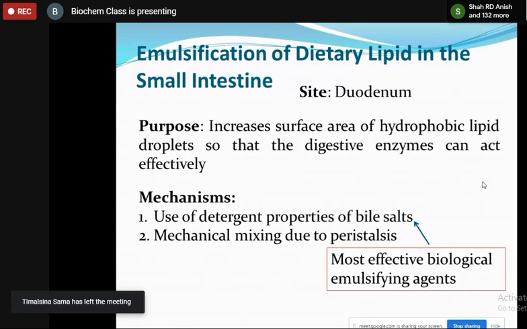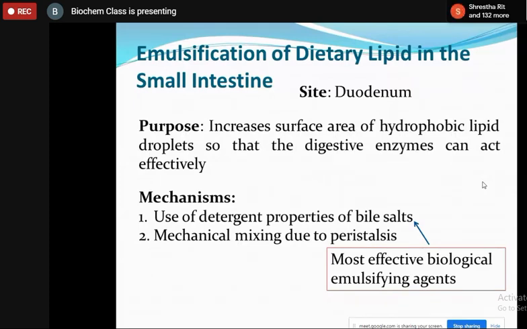So the purpose of this is to increase the surface area of hydrophobic lipid droplets so that the digestive enzymes can act effectively. The lipids are hydrophobic in nature and they are poorly soluble in the environment of the gastrointestinal tract. The digestive enzyme is also water soluble and can act only on the surface of the fat globules. So when you consume the fat in the diet, they tend to be aggregated together. They tend to come together and make a big fat globule as it travels through the gastrointestinal tract.